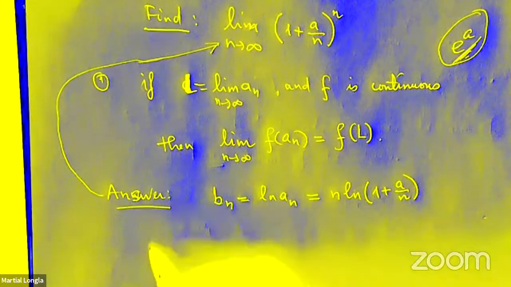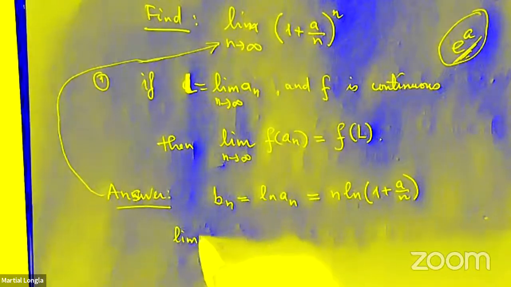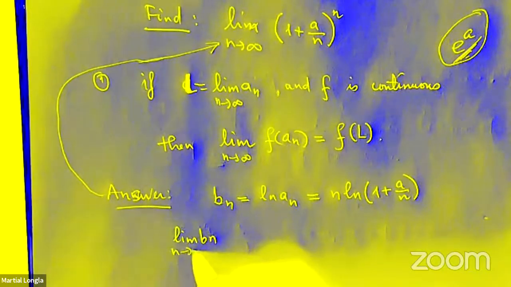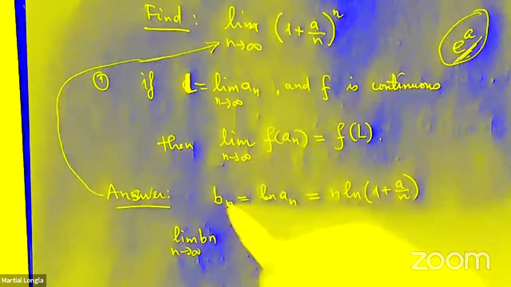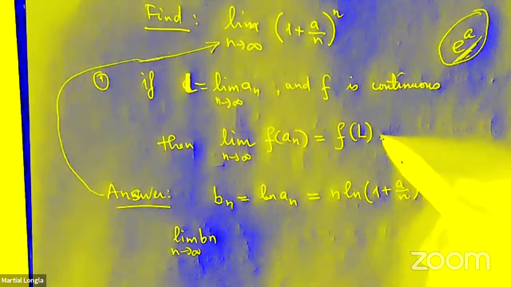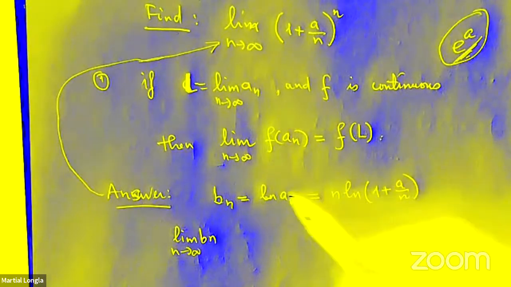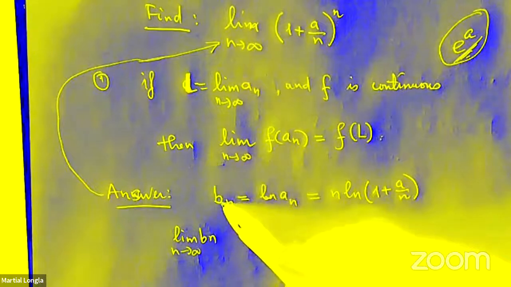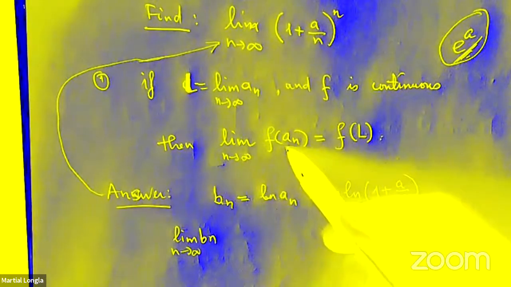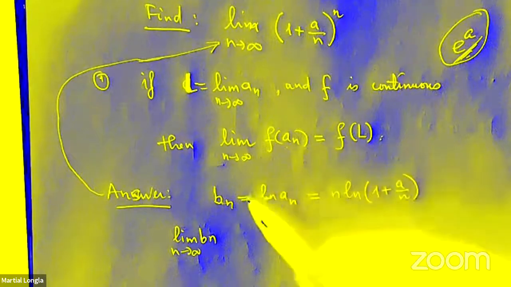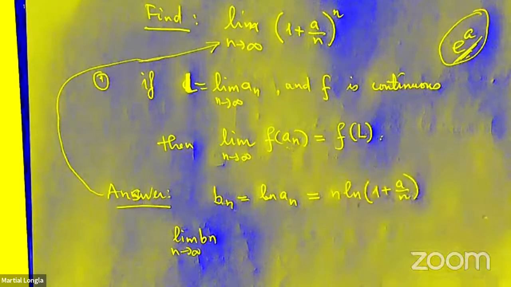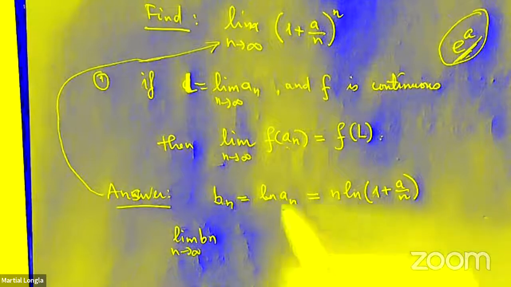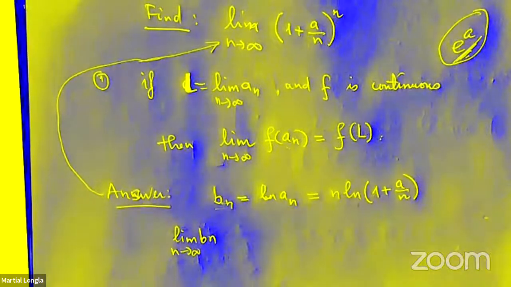And then we try now to find the limit of bn as n goes to infinity instead of finding the limit of an. If we can find the limit of bn, then using this theorem, we are going to say that the limit of an is the exponential of what we get here, because an is the exponential of bn. Am I making sense? All right, so that's what happens here. So we try to find the limit of bn first.